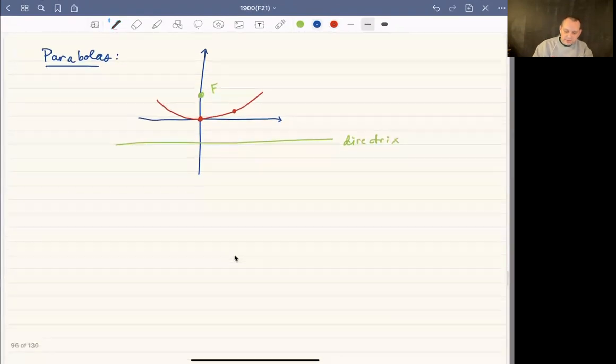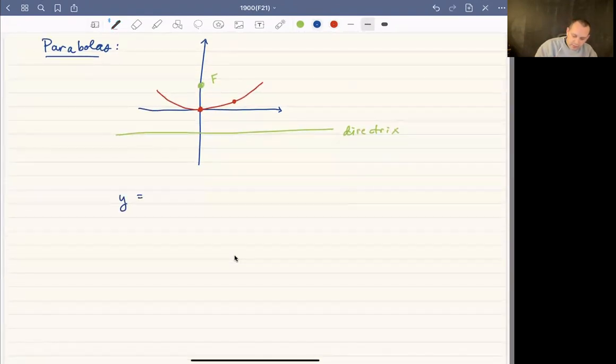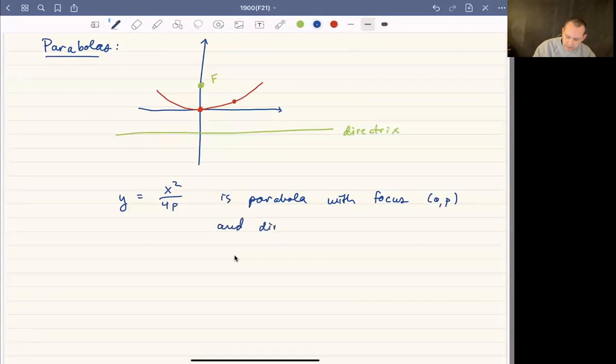It turns out that if you look at y equals x squared over 4p, this is a parabola with focus (0, p) and directrix y equals minus p.